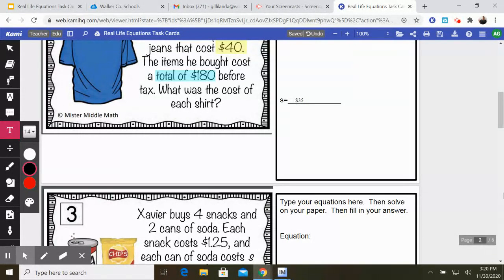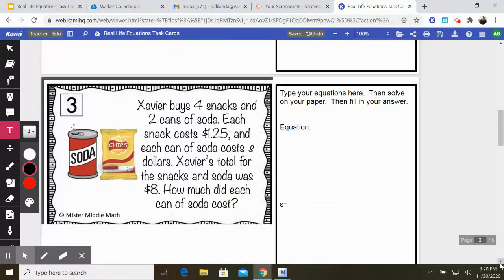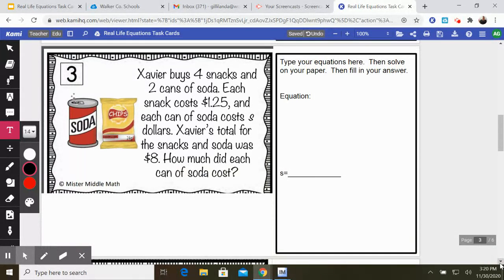Okay. Remember, it doesn't matter what your variable is. I used a different one than I would have used when I made these slides, so it doesn't matter what the variable letter is. It just matters what the answer is. Okay, let's do the next one.